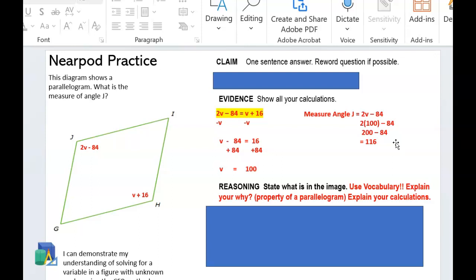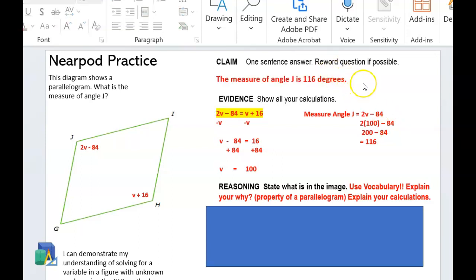So now I want to go up and write my claim statement. It should be the first sentence that appears in your answer. Even though you're doing your evidence first, you should then go back up above your evidence and write in your claim statement. It should be in sentence form. You don't want to just write angle J equals 116. You want to write it out with words. And so that's what I've done here. The measure of angle J is 116 degrees.